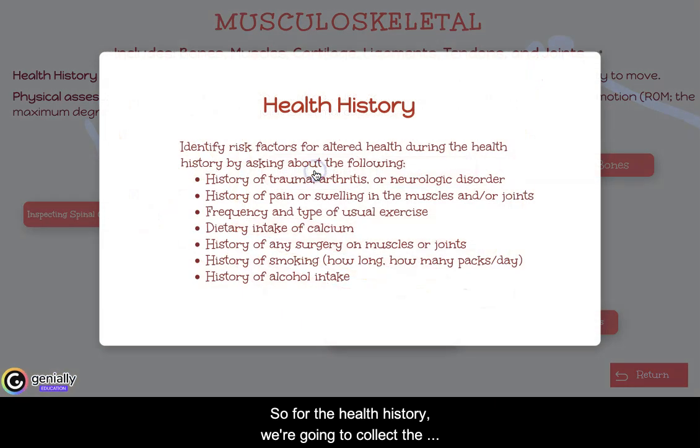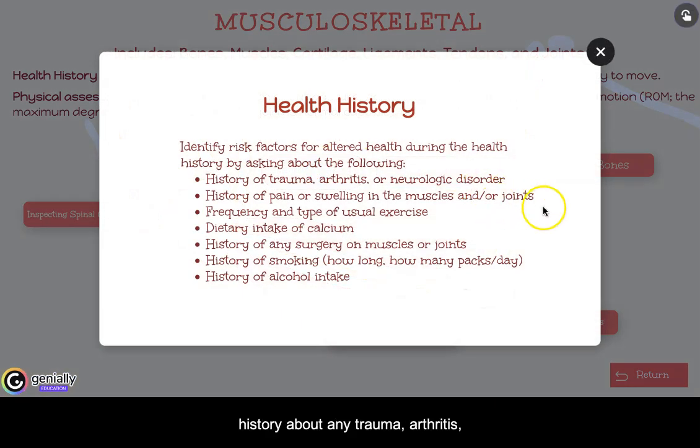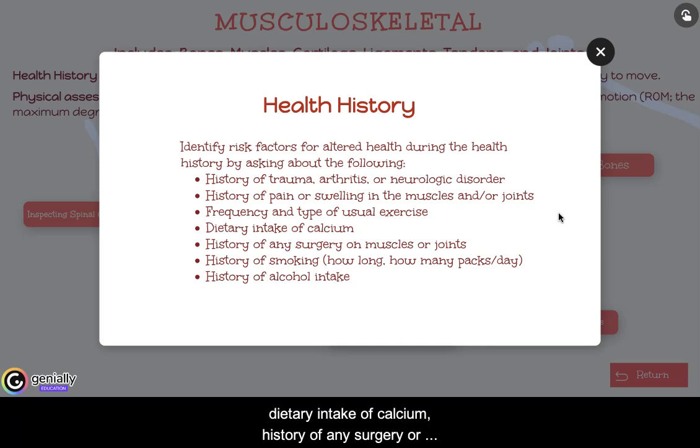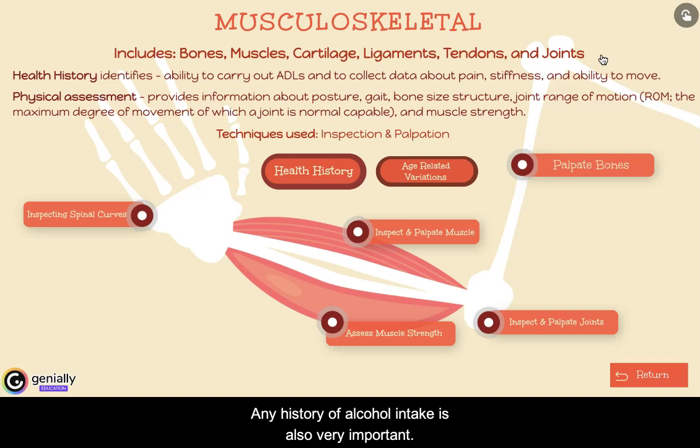So for the health history, we're going to collect the history about any trauma, arthritis, neurologic disorder, history of pain, swelling in the muscles or the joints, frequency and type of exercises, dietary intake of calcium, history of any surgery on muscles or joints, any history of smoking. If they do, then how long and how many packs a day. Any history of alcohol intake is also very important.